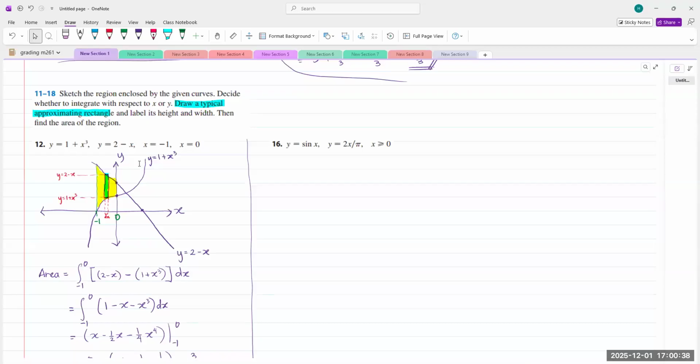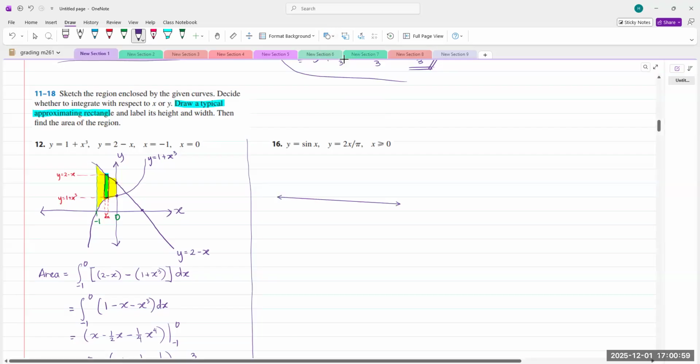Number 16. The reason I chose to work on this problem is that we need some exposure to trigonometry, and you are required to be able to graph basic trig functions. So let's say this is my x-axis and this is my y-axis.